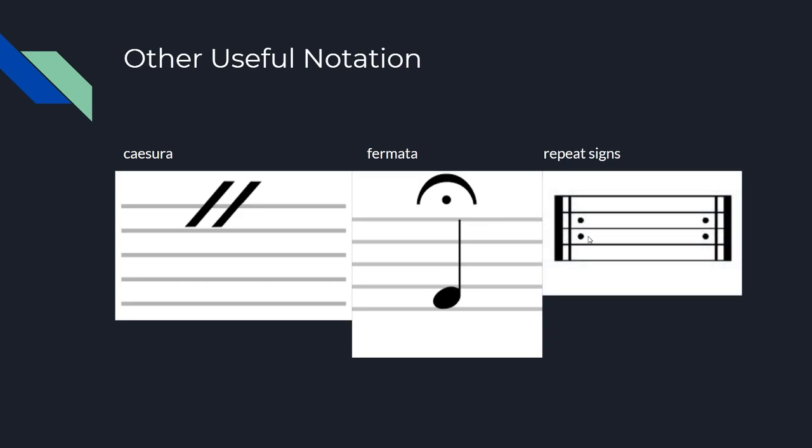Also, repeat signs. Repeat signs denote that you should repeat whatever is within those repeat signs. For example, if there were 4 measures of music here, you would play the 4 measures, and then once you see the repeat sign, you would go back to the beginning and play the 4 measures again, and then move on after.